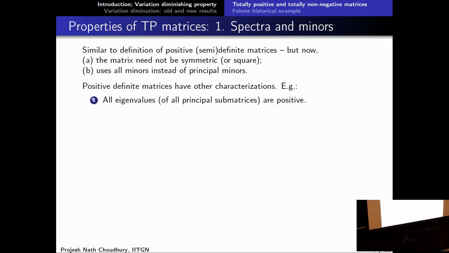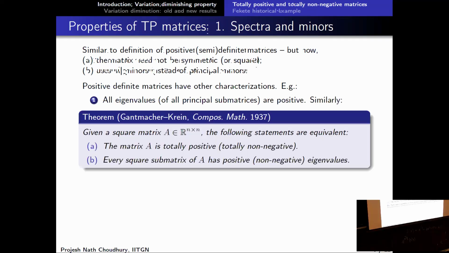The first one: positive definite matrices are characterized by their spectrum. That is, a matrix is positive definite if all eigenvalues are positive. A similar characterization was obtained by Gantmacher and Krein in 1937, and they showed that a matrix is totally positive if and only if every square submatrix of A has positive eigenvalues, and moreover, those eigenvalues are also simple. They proved this result using, I think, Kronecker's theorem for compound matrices and Perron's theorem for entry-wise non-negative matrices.